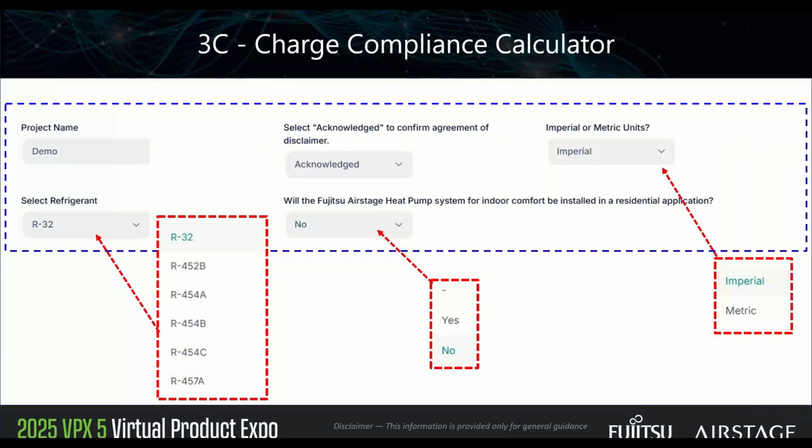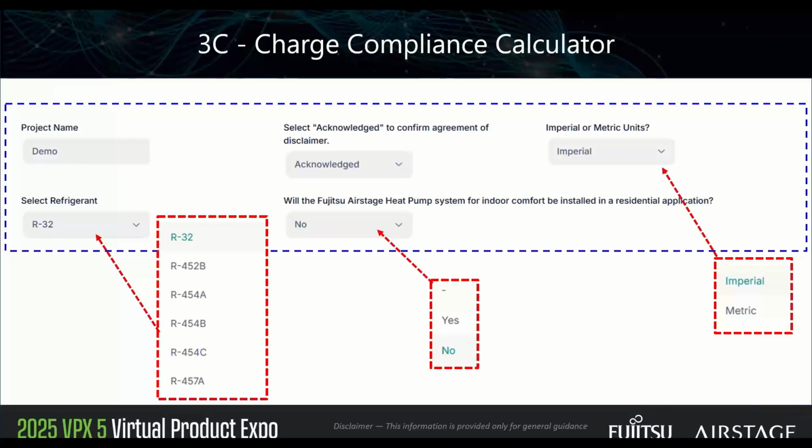I put in the project name, demo. I picked R32 on the left there. I could pick another refrigerant. I have those 6 listed there. If I picked 454B, it would be a little different result because there are a few percent difference in the limits between these refrigerants. But I picked R32.